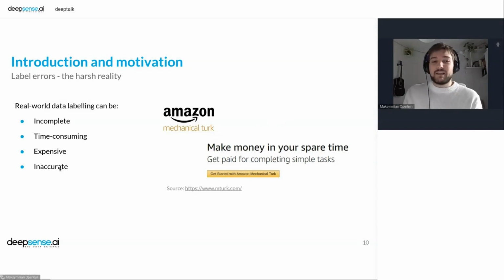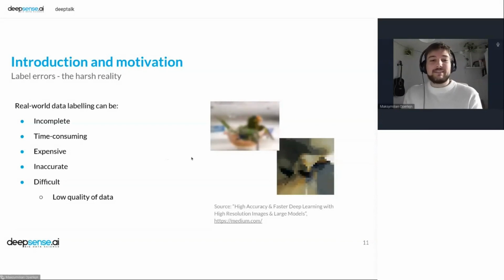Well, it can be inaccurate, as you can imagine. So, for example, maybe the people don't have experience in labeling, maybe they are just lazy, or maybe the labels aren't double checked. So this is another problem. Another problem is that it can be difficult to annotate the data because, for example, here we got low quality data. I can imagine this is a parrot, but I have no idea what exactly that is. And for other people, it can also be a bit problematic.